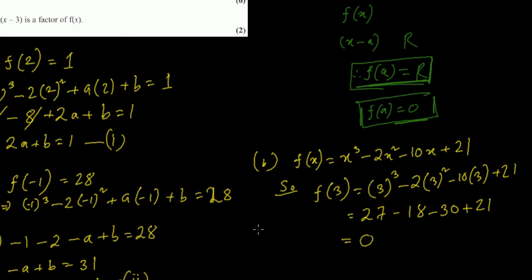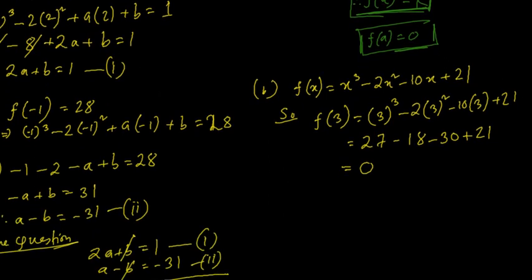So we have to restate this. The sum is not done yet. We have to restate like this. Since f(3) equals 0, by this rule where the remainder is 0, x minus 3 is a factor. That's the answer.